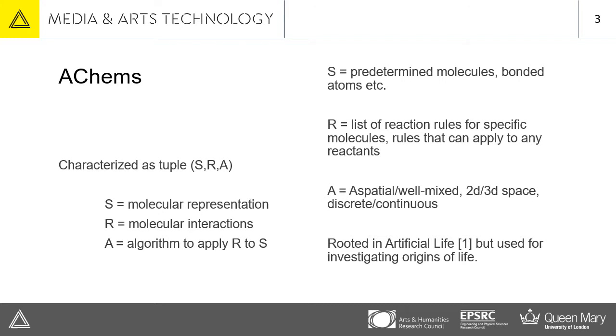The algorithm to apply reactions to the molecules can apply those reactions in an aspatial or well-mixed reactor where all molecules can interact with each other regardless of their spatial proximity. Or the algorithm can be applied in two-dimensional or three-dimensional discrete or continuous space. Artificial chemistry is a research field which is rooted in artificial life, but unlike artificial life, it's mostly used for investigating the origins of life.